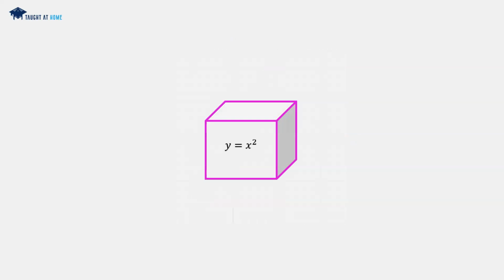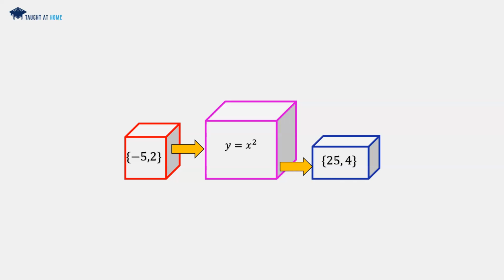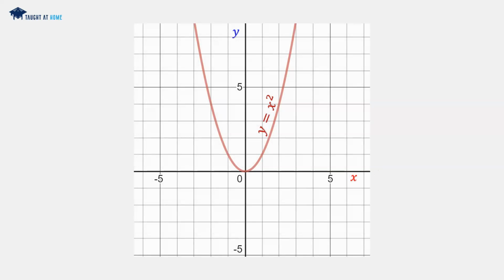Another function could be x squared. Say the inputs are going to be -5 and 2, the outputs are therefore going to be 25 and 4. And this is what the function y equals x squared looks like.